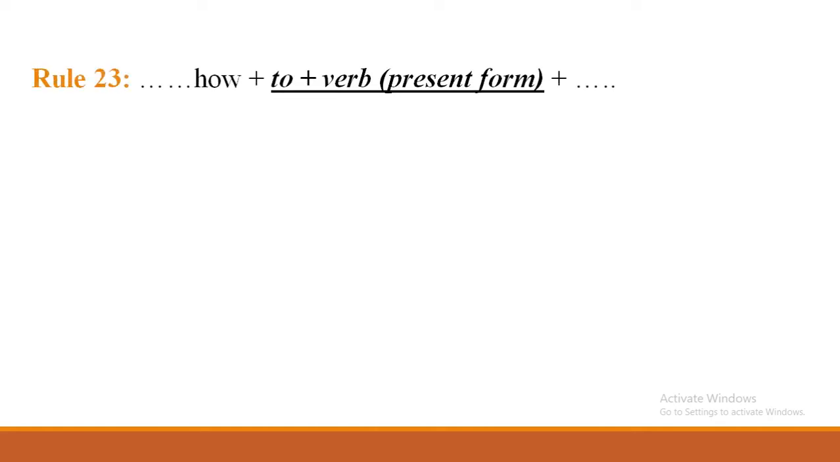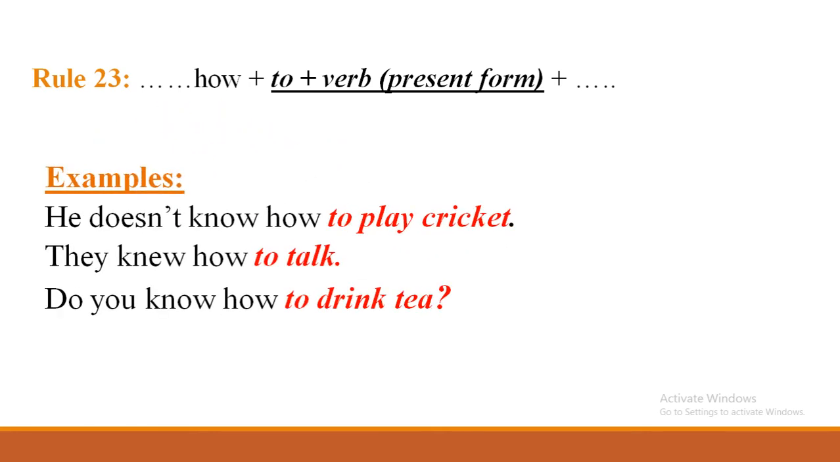Next one, 23, how. And up to how you will get in the question and the next part you have to write. And if you get how in the middle of the question, you will just use infinitive then extension. Look at the example. He doesn't know how to play cricket. To play cricket, your answer.